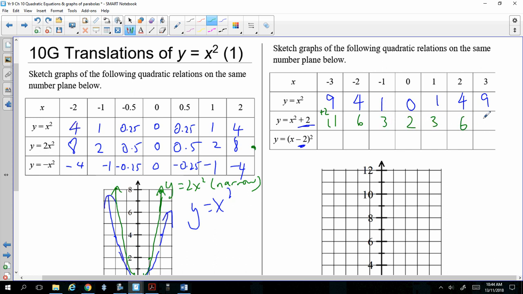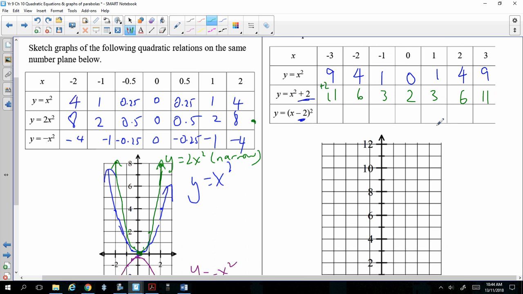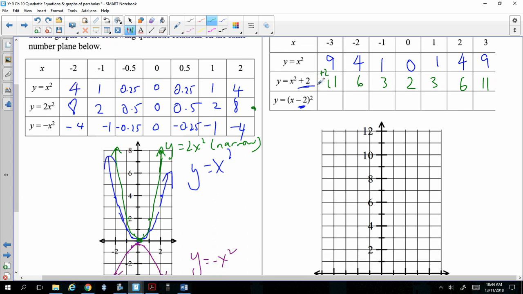Alright, we're going to compare these two. What's the effect of having a +2 at the end? What effect does it have on the parabola? So let's draw the first one, 0, 1, and then 4, and then 9. And then you do the same thing, 4, and then 9. Okay, let's join these dots. You get the original y equal to x squared parabola. Y equal to x squared. And then we're going to draw y equal to x squared plus 2, which is this one here.